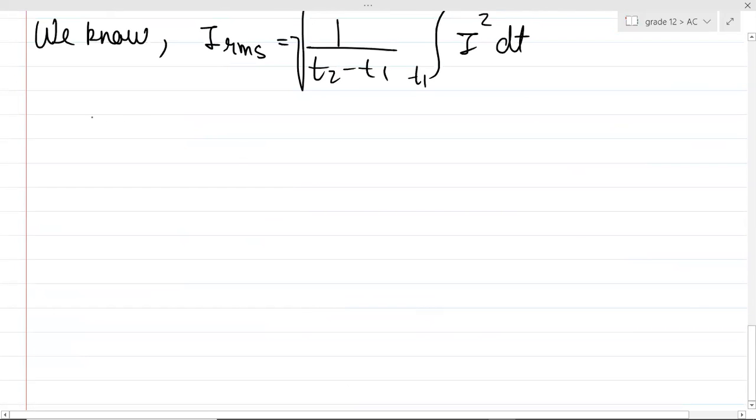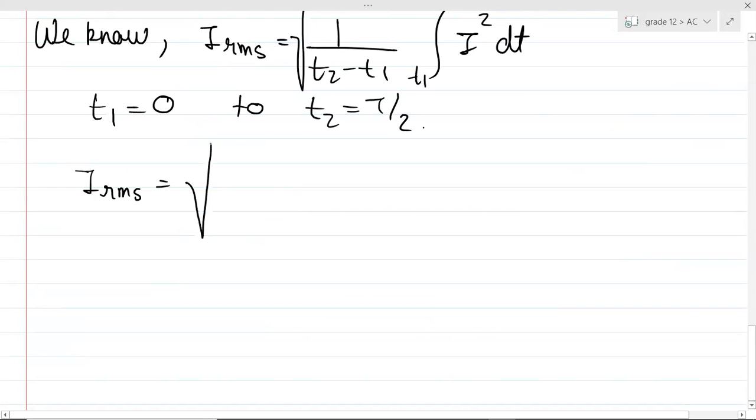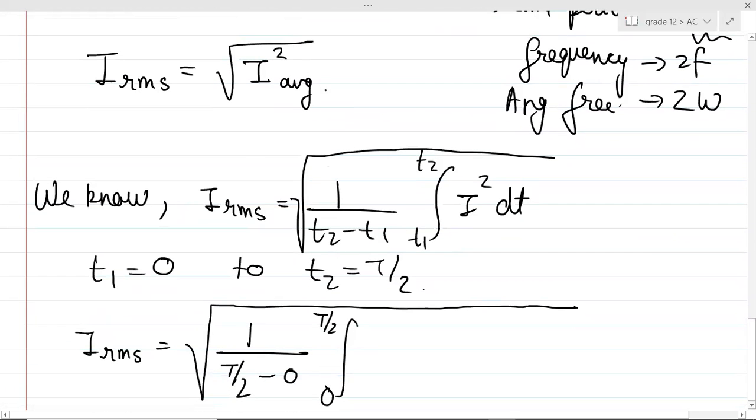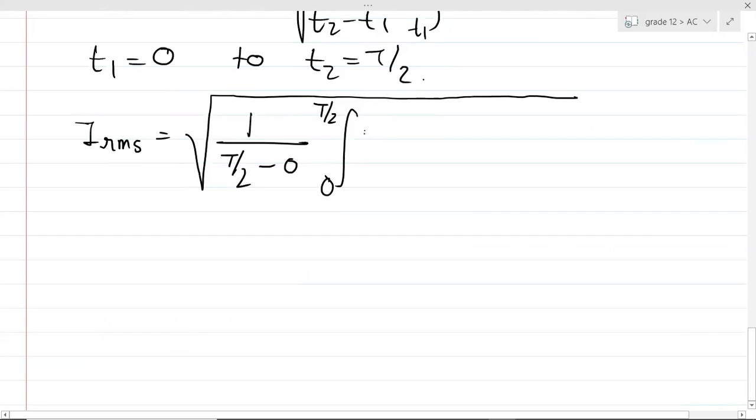Yes or no? So I'll just calculate it. If I want to calculate from 0 to t by 2, I'll just solve it. So I RMS will be equal to under root of 1 by t by 2 minus 0, integral from 0 to t by 2. Guys, please write with me. I square. What was I square? I square was basically I naught square sine square omega t into dt.